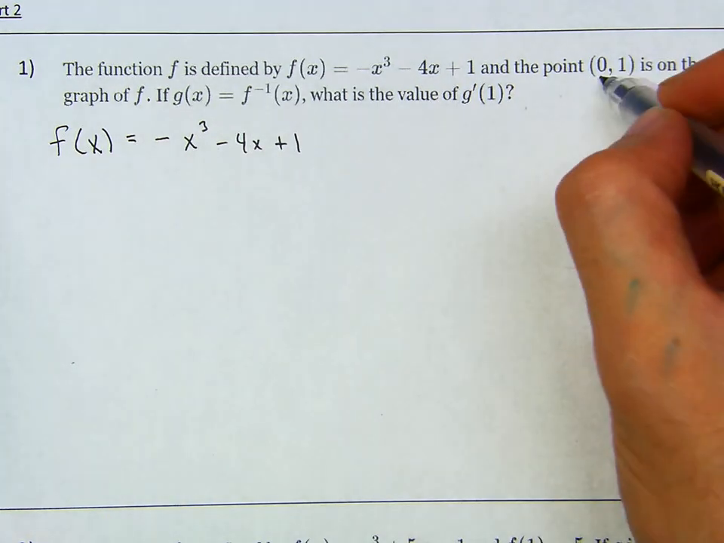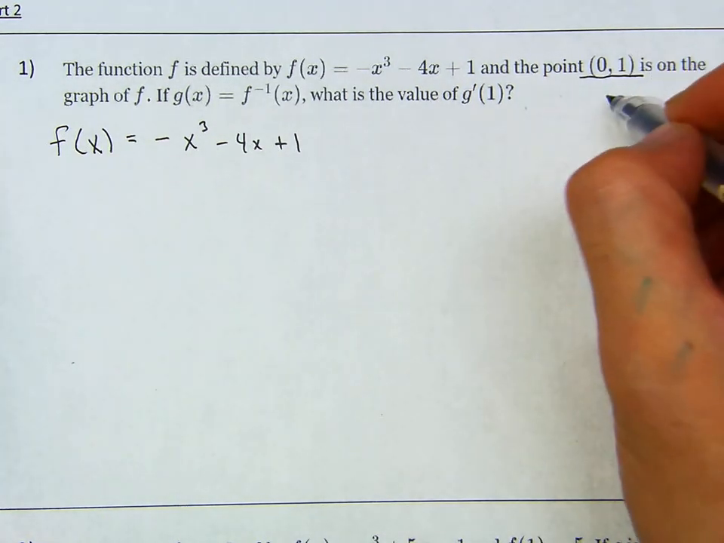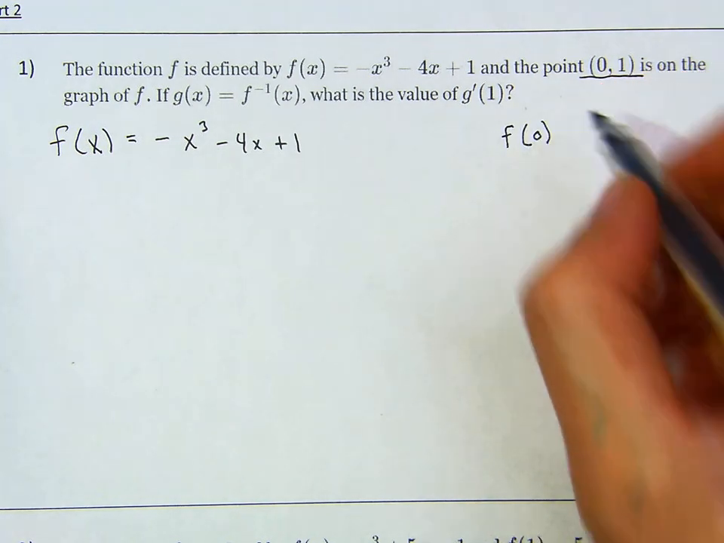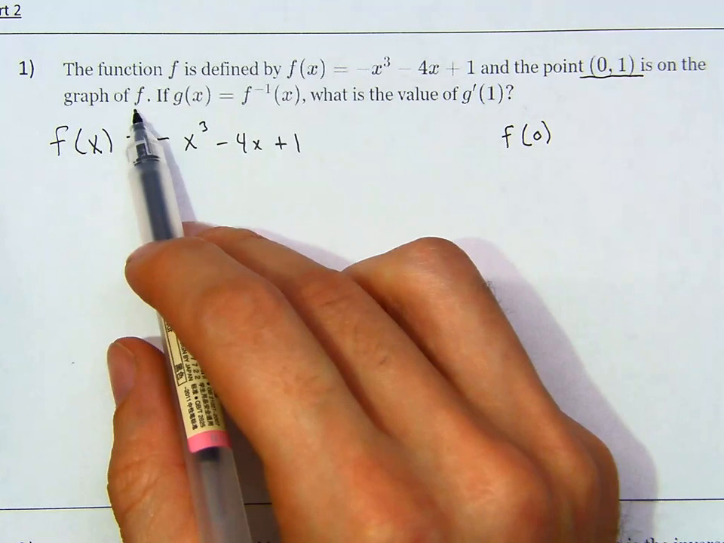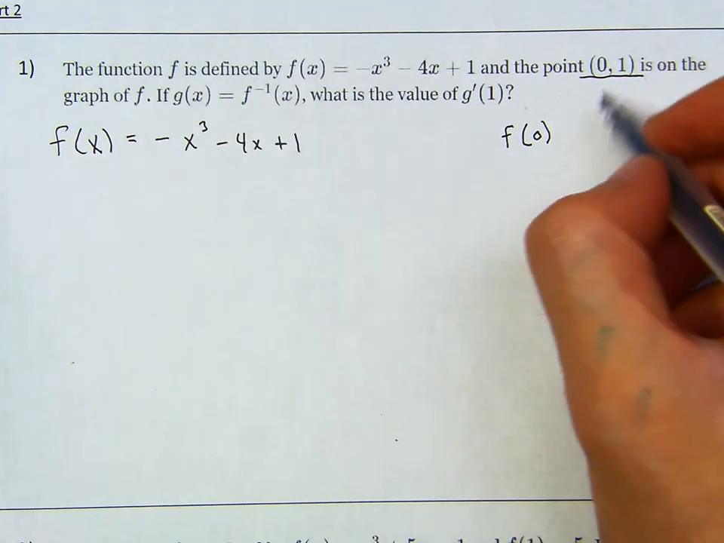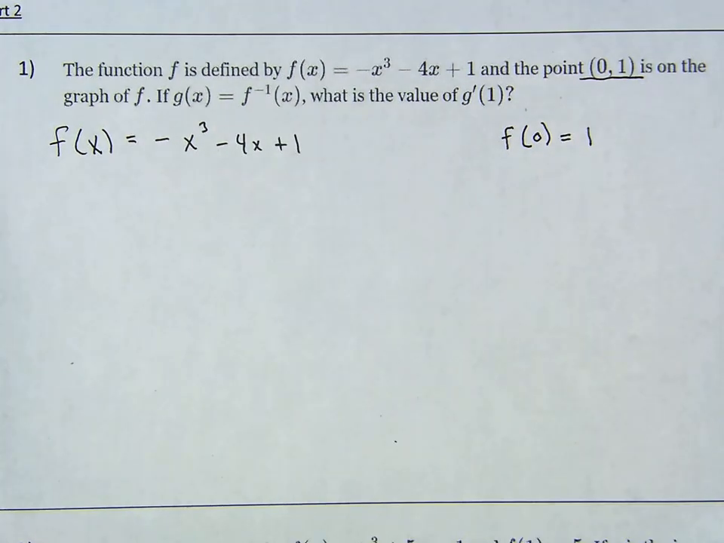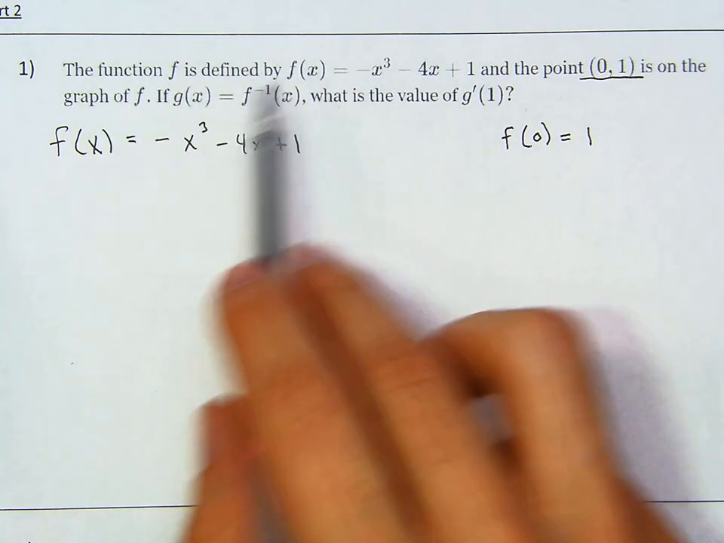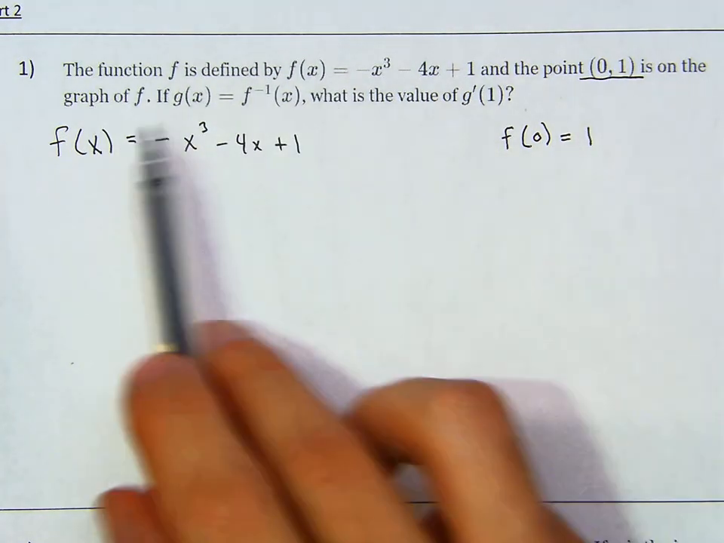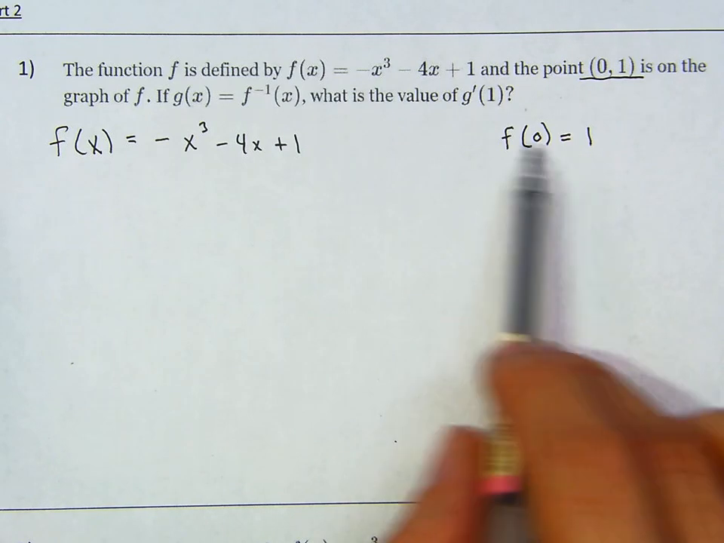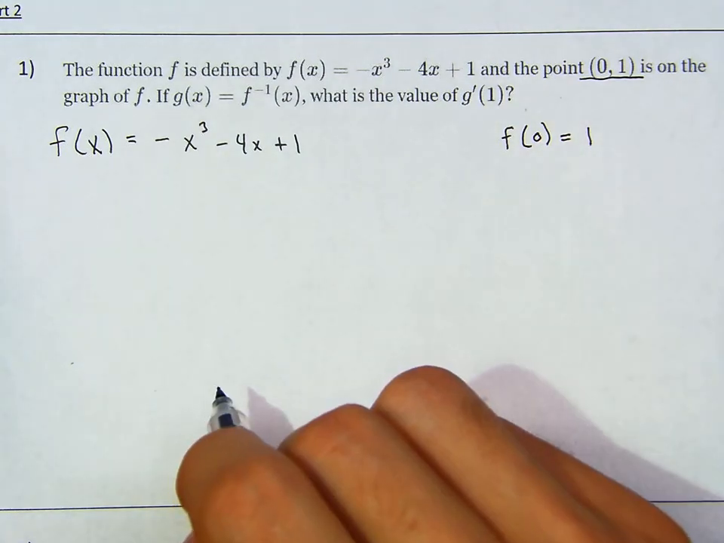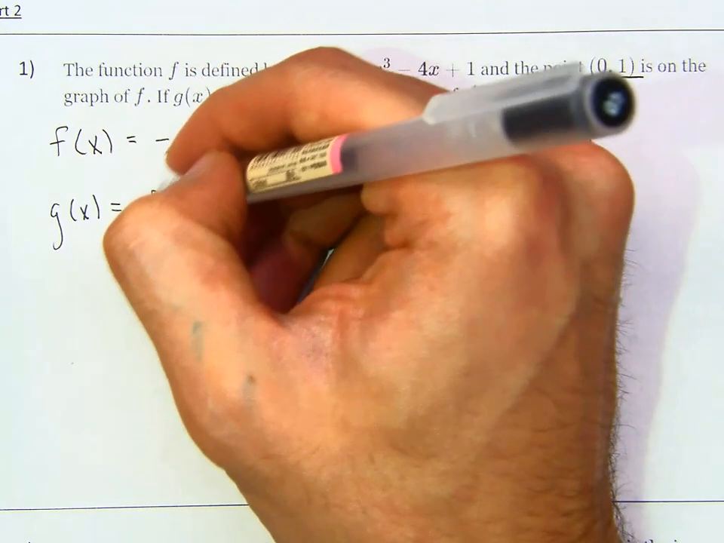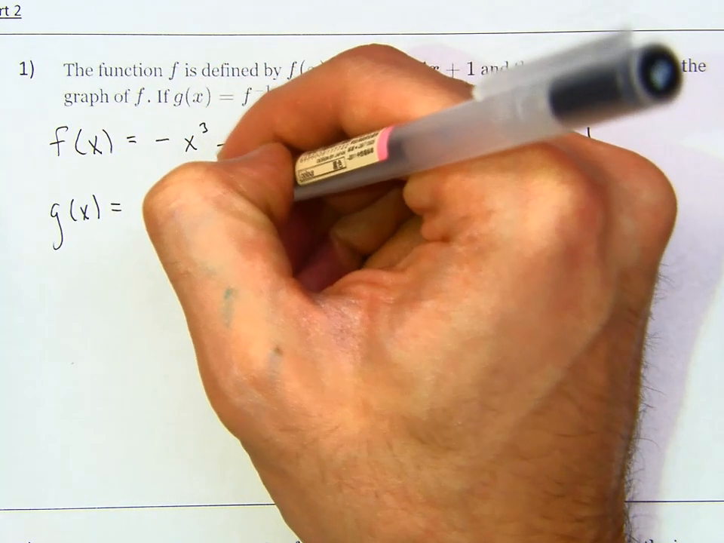So notice that because you have this point, this is true. For sure this is true, that if I plug in 0 into f, what will we get? We're going to get 1. Okay, so that's true. So we did the first part. The function is defined by f of x. The point (0, 1) is on the graph of f, so this has to be true. And we know that g of x is equal to f inverse of x.